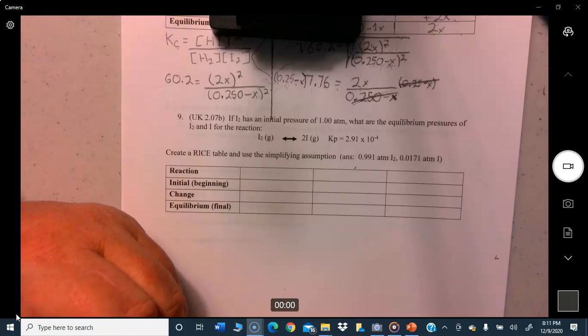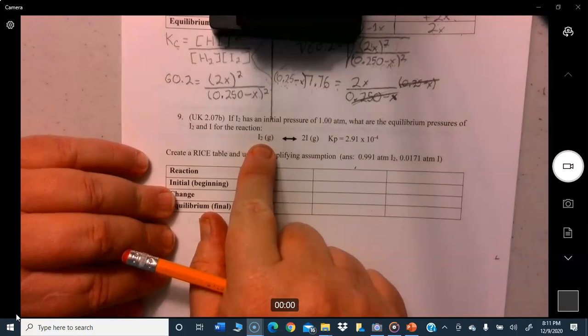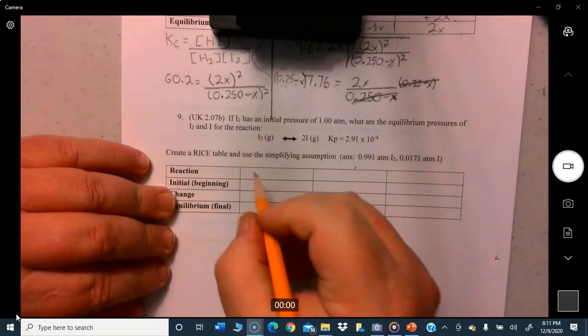All right. If I2 has an initial pressure of 1 atmosphere, what are the equilibrium pressures of I2 and I for the reaction? Okay, so this reaction just has one reactant, one product. Let's write them in.